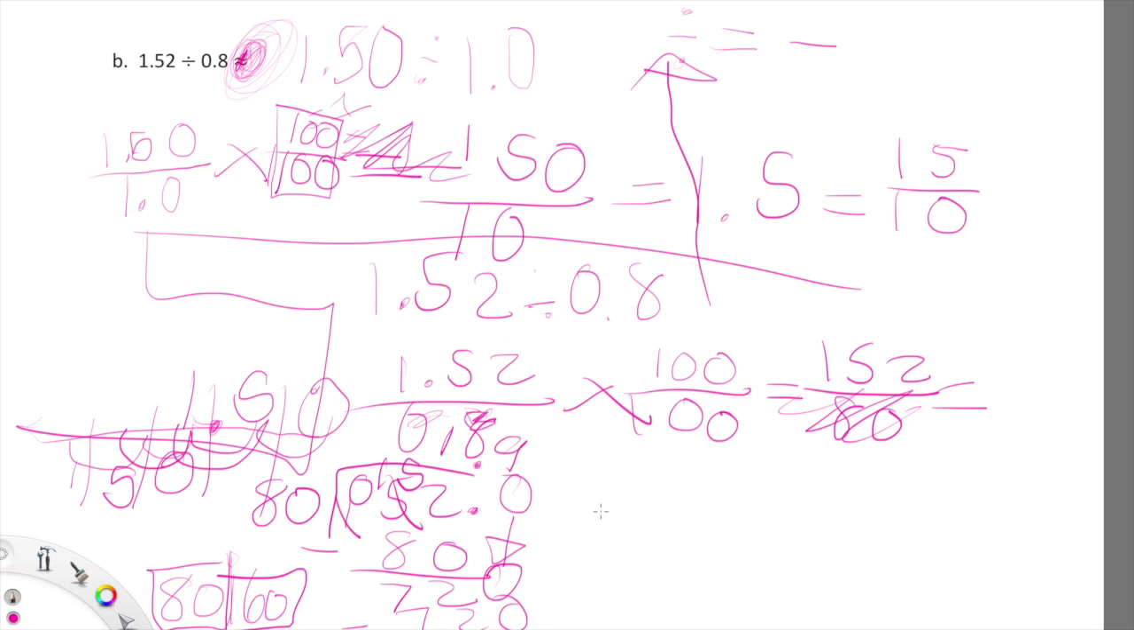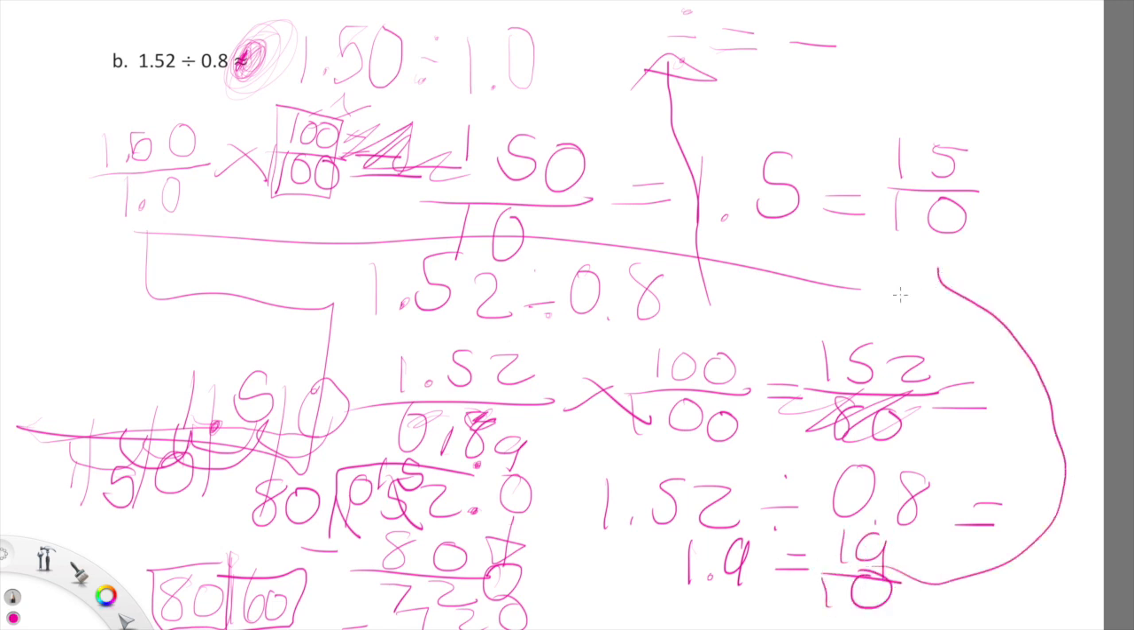So that means that 1.52 divided by 0.8 equals 1.9, which equals 19 tenths. And I think that these two are pretty close. It's only 4 tenths away, so yeah, that's how you do this problem.